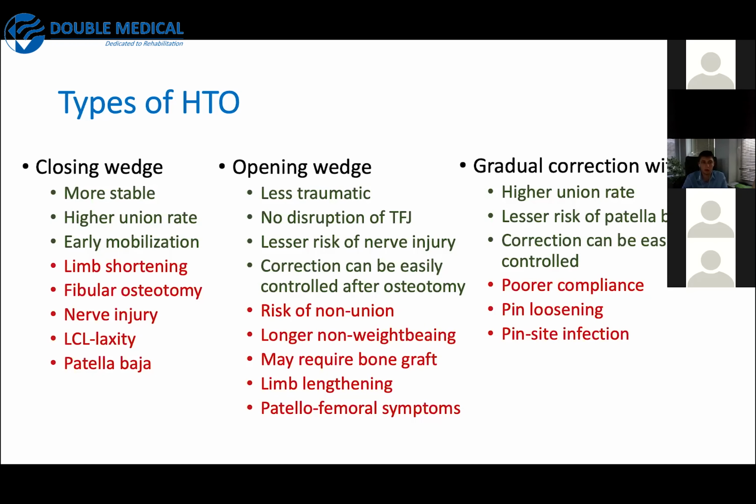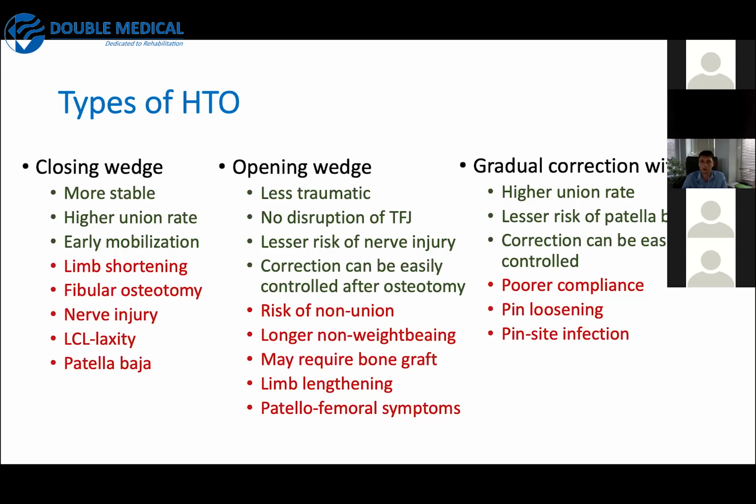We have a risk of nerve injury. In patients with lateral ligament instability, we will have more problems. We will have more problems in patients with patella baja. Opening wedge osteotomy is less traumatic. We don't have disruption of the tibiofibular joint. There is a lesser risk of nerve injury, and correction can be easily controlled by the osteotomy. However, there are other complications that are higher in opening wedge osteotomy.